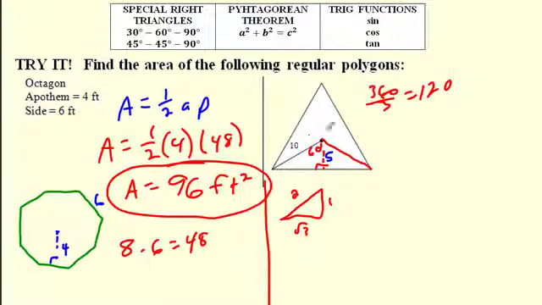If you don't like that, trig it up, man. What is the trig of this? This missing side would have been cosine. The adjacent, cosine of 60, would be your apothem over 10. It gives you the same answer.